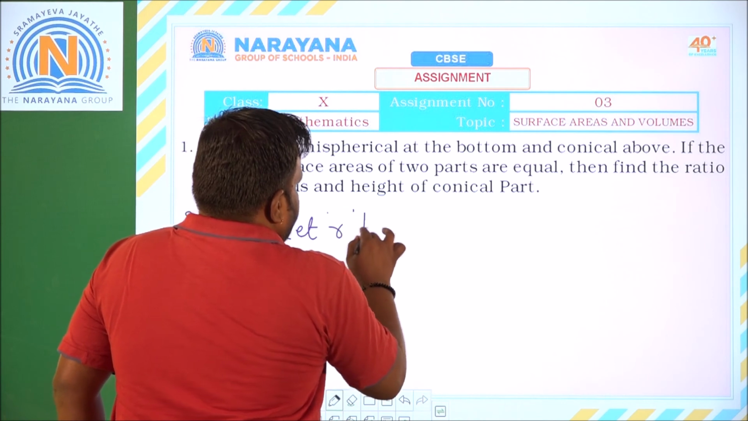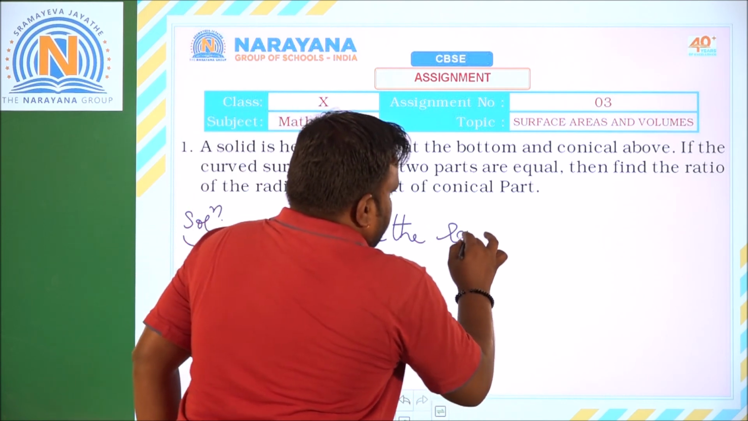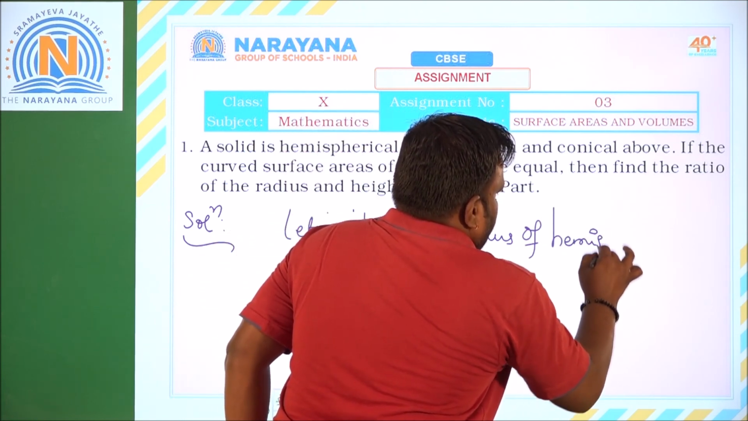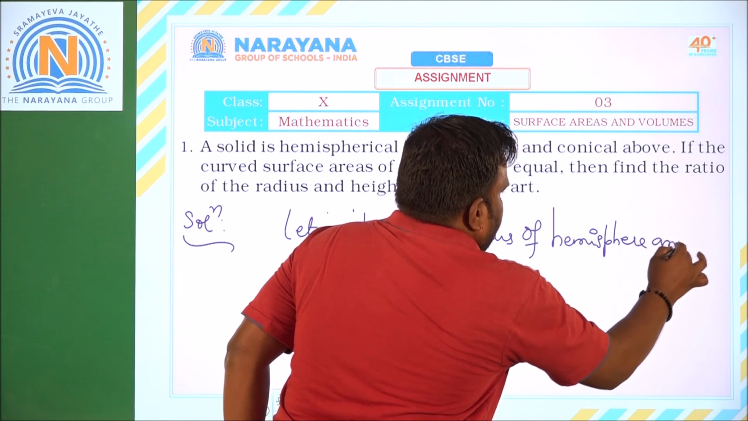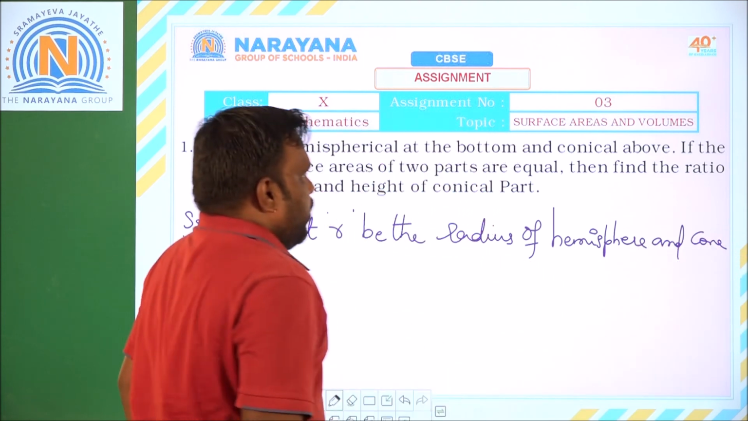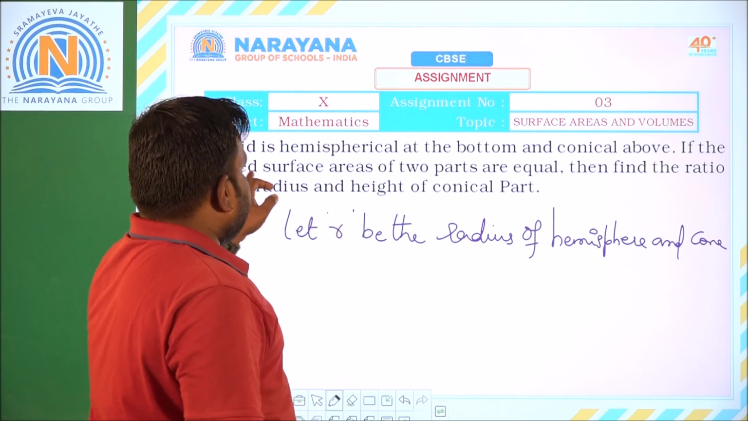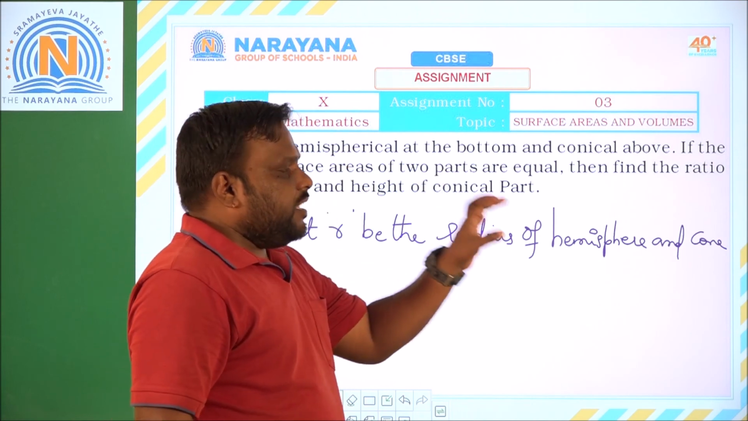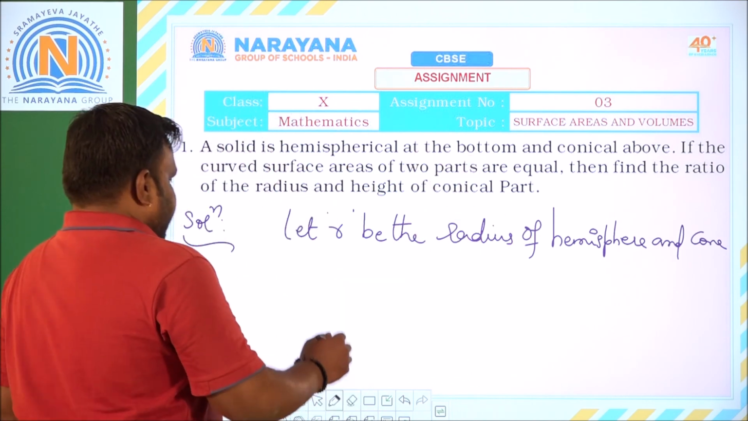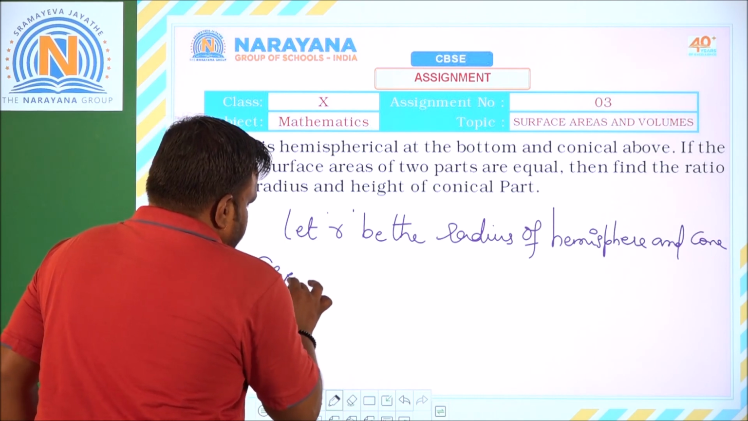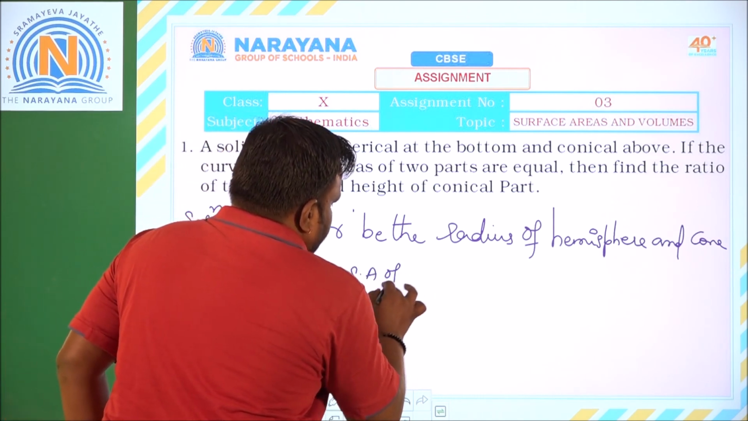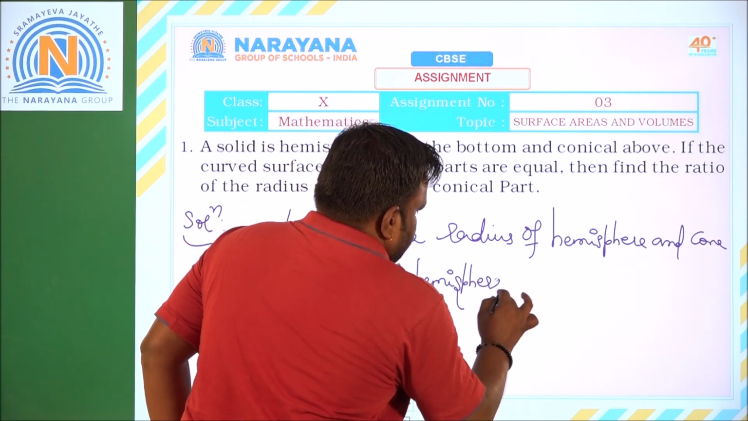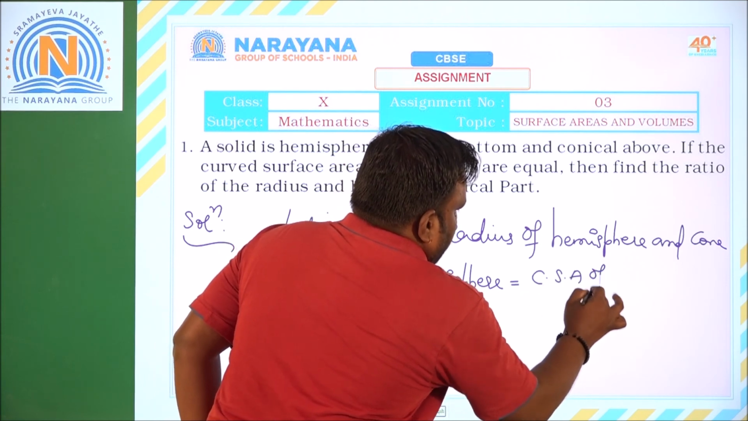Let R be the radius of the hemisphere and cone. Both are equal. One more part is given: the curved surface areas of the two parts are equal. That means the CSA of the hemisphere is equal to the CSA of the cone. It is clearly given there.